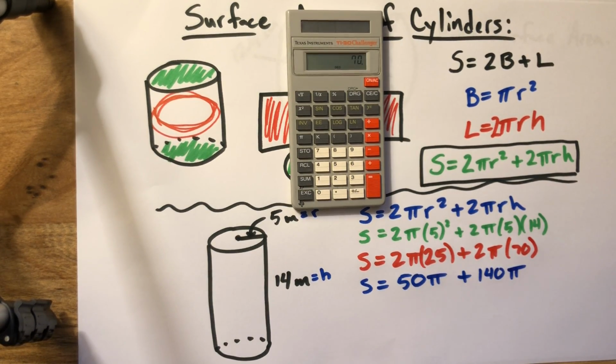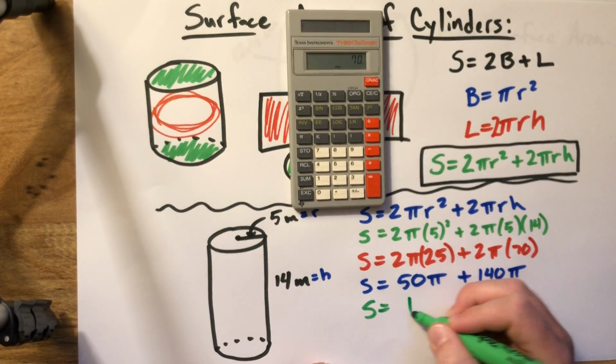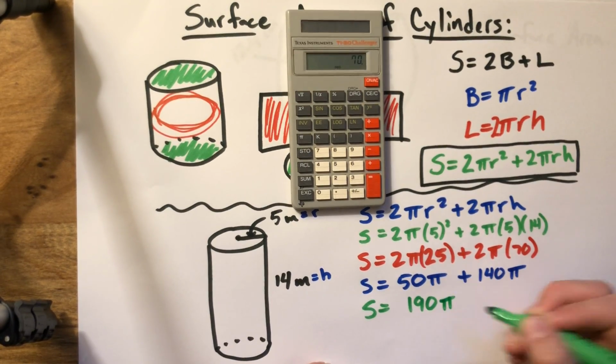2 times 70 is 140 times pi. And I told you I was going to leave that pi in there. I'm going to treat it kind of like it's a variable. Now if I say I have 50 pi's plus 140 pi's, I actually have 190 pi's by combining like terms. 190 pi, or 190 times pi.